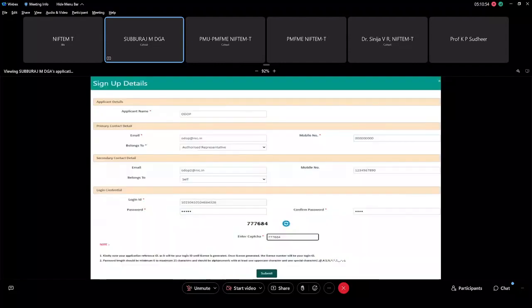So finally, this is the application. You have to fill this in. Then OTP: your mobile number and email ID are very, very important. One email OTP will come, and another mobile OTP will come, and then the registration number will follow.